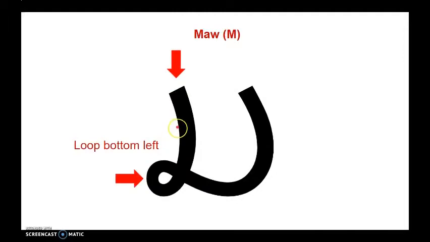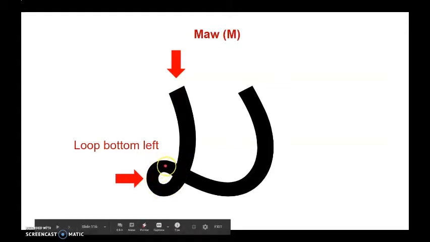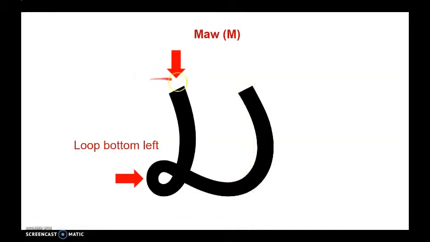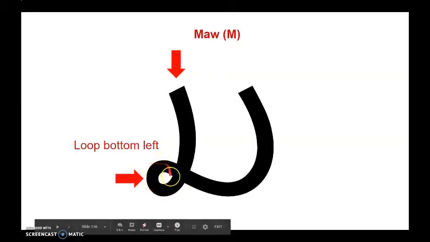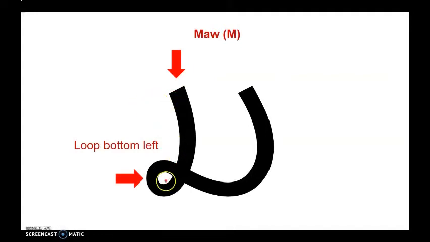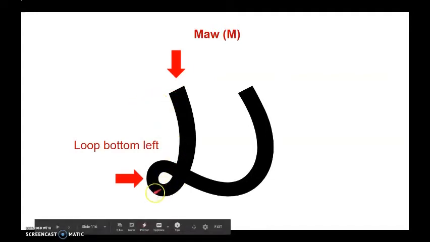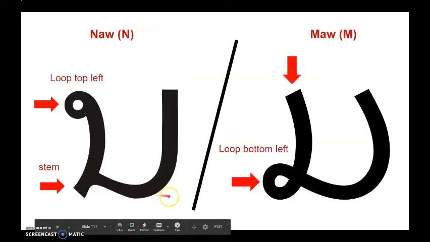And then the letter ma looks very similar to the letter that we learned last week. And instead of it having a loop at the top, ma has a loop at the bottom left. Okay, the other letter that we learned last week had a loop at the top. Do you remember what that letter was? It also had a stem at the bottom left instead of a loop. And there it is. It's the letter na.